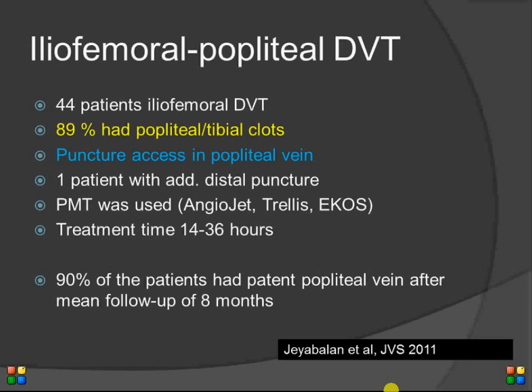A very important paper from the Pittsburgh group 1 year ago. They had 44 patients with ileofemoral deep venous thrombosis, and a lot of them had involvement of the crural veins, and they punctured in the popliteal vein, and you can see the results that 90% of the patients had a patent popliteal vein after a mean follow-up of 8 months. And that's new information for me, that you can puncture in the popliteal vein, but it has to be discussed, so we may take it in the discussion, because I don't really believe it.